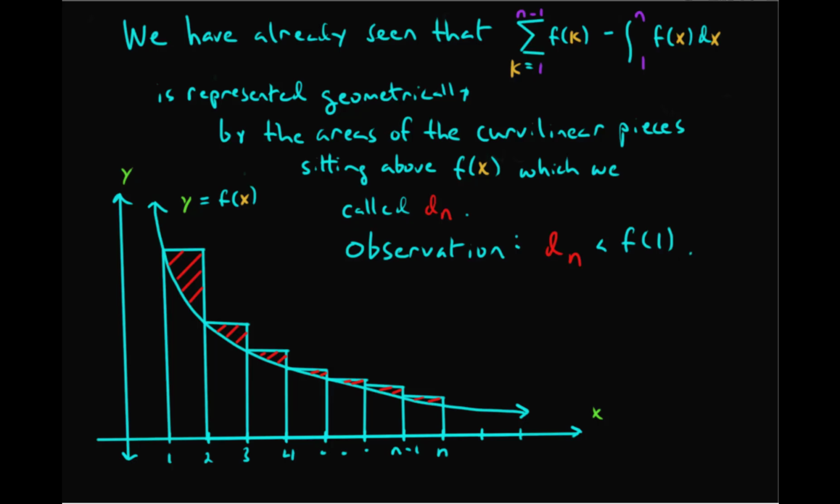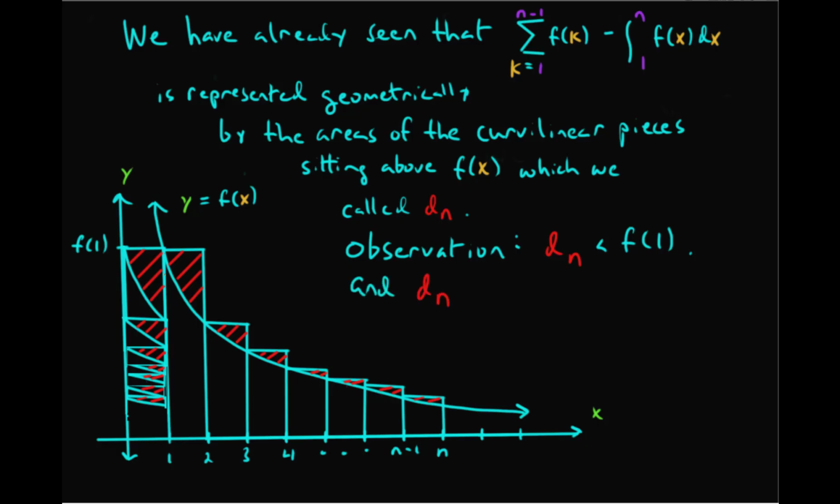And how do we know that? Well, we know that because by virtue of the fact that f is continually decreasing, we can just translate all of these pieces of d sub n all the way over to the left with no overlapping, and we see that their area fits inside the rectangle whose area equals f of 1, right? That rectangle has base of 1 and height of f of 1.